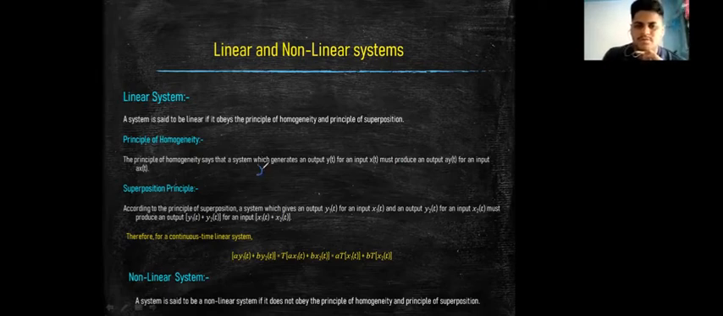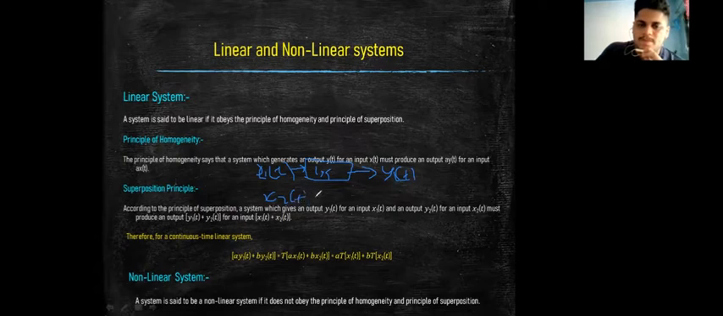Suppose we apply x1 of t to a system, let's say this is a system, and we get an output which is y1 of t. Then we take another input, x2 of t, and we get an output of y2 of t.